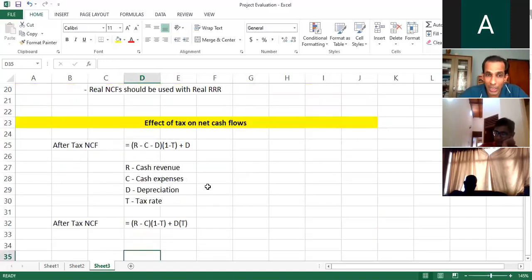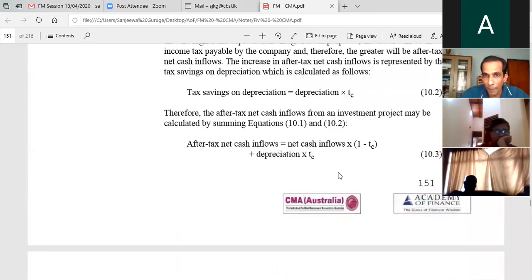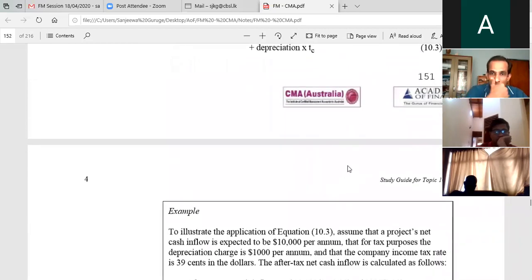So now you can check these two formulas, right? Under this, the effect of tax on net cash flow. So here that is in page number 100, and in page number 152 there's a small example. So let's do this example using both these methods. So calculate now. Here one example is given.